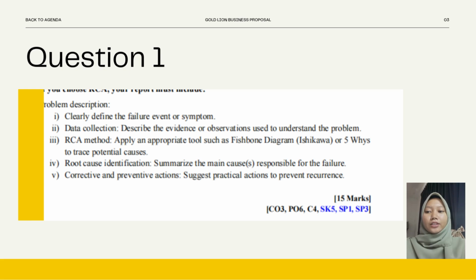By applying RCA to a door roller machine, it allows me to understand how maintenance practice can affect production performance. Therefore, RCA was chosen as the suitable method to analyze the problem, identify the root cause, and propose effective corrective and preventive action.